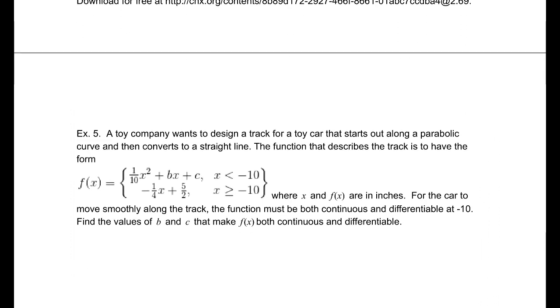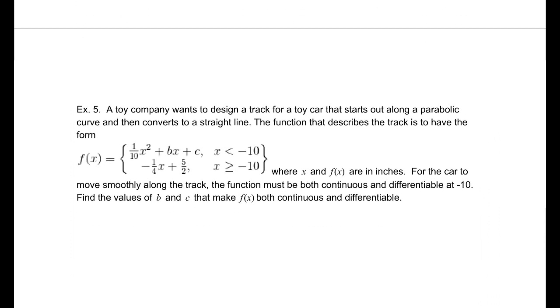All right, example 5. A toy company wants to design a track for a toy car. It starts out along a parabolic curve, and then it smooths out into a straight line. The function that describes the track is to have this form right here, this piecewise function, where x and f of x are in inches. For the graph to move smoothly along the curve, the function must be both continuous and differentiable at -10. Find the values of b and c that make f of x both continuous and differentiable.